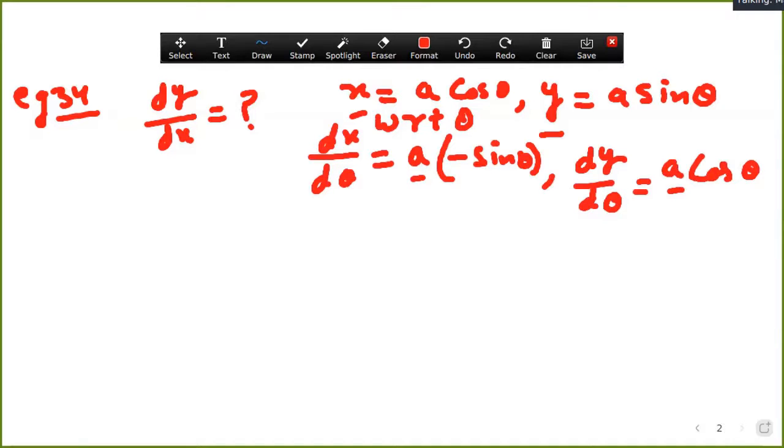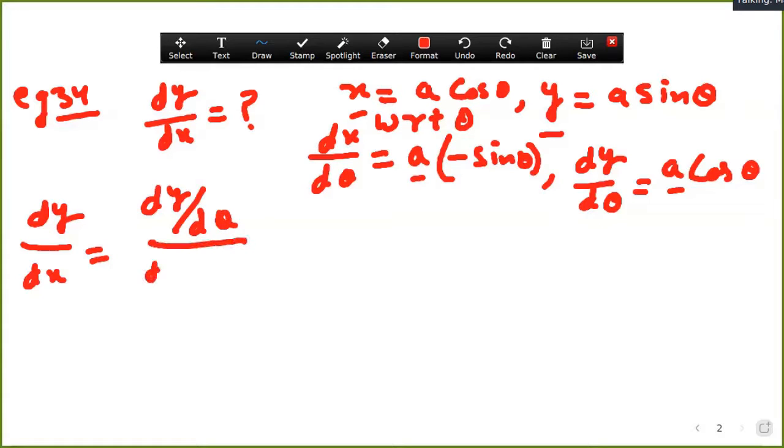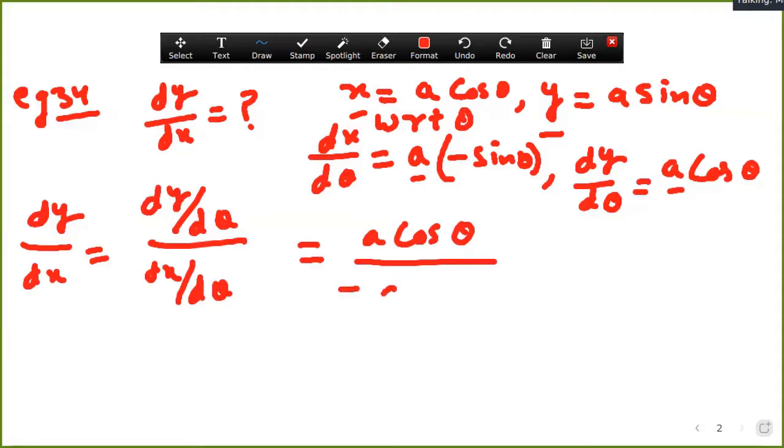Now dy upon dx, I have told you the formula: dy upon d theta upon dx upon d theta. Put the values. That will be a cos theta upon minus a sine theta. A cancels, and you get minus cot theta. This is the answer: dy upon dx is equal to minus cot theta.